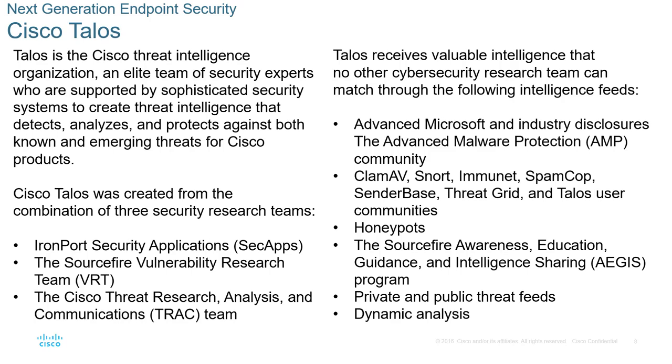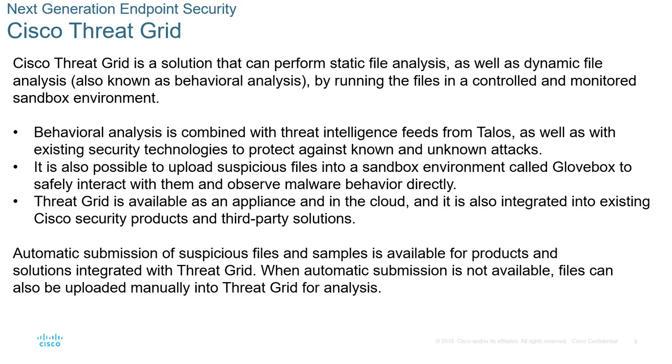Since we said dynamic analysis, what about static analysis? Cisco also has what's known as Cisco Threat Grid, and this is a solution that performs static file analysis as well as dynamic file analysis, typically known as behavioral analysis. Essentially, by running the files in a controlled and very monitored environment, they can see what's going on. So, you think you have a phishing email? Well, how do you know if it really is a phishing email if you don't actually open it? How do you know what it's going to do? You don't. You put it in a sandbox environment and you watch what it's capable of doing, and then from there you know if it's good or bad or what other type of behavioral issues there are.